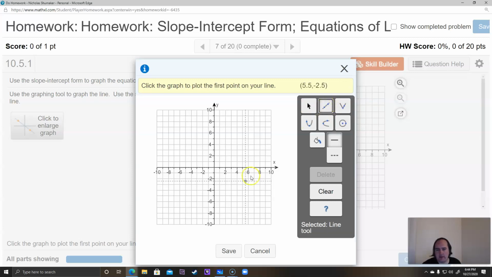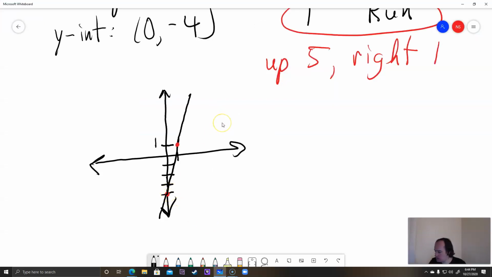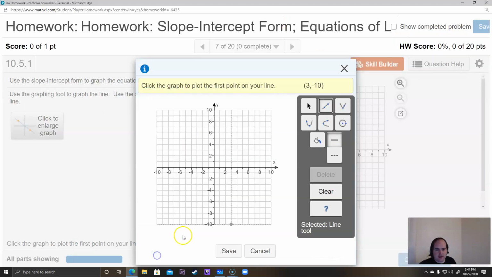So you click on that, and then you want to just go ahead and click the 2 points that we graphed. So the 2 points we graphed were the y-intercept, 0, negative 4, and then the other point that we ended up graphing was after we followed the slope, we went up 5 and right 1. So this other point is going to be 1, 1. So those are the 2 points we want to graph using this graphing tool. 0, negative 4. So x is 0, y is negative 4. And then 1, 1. Notice I'm just clicking on these 2 points. That's 1, 1 right there.